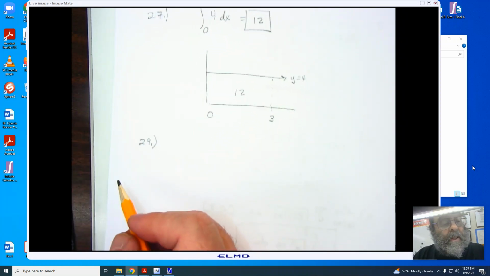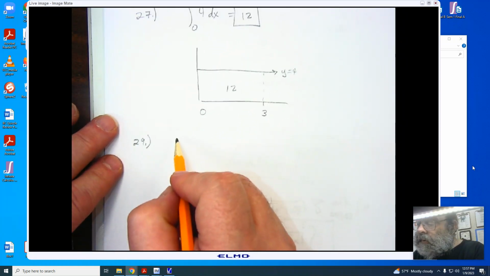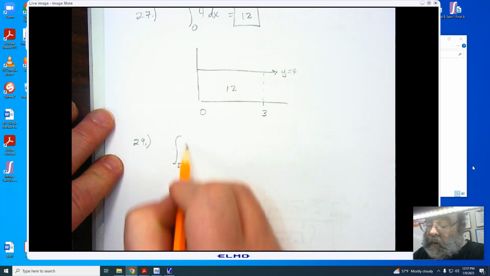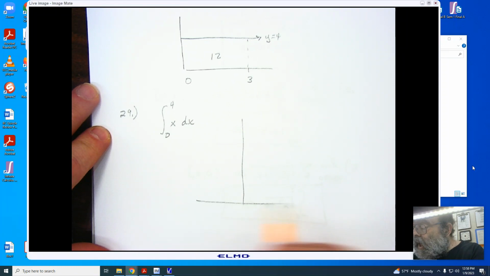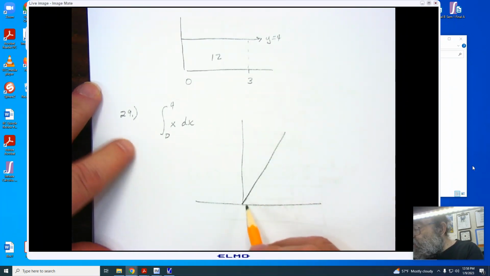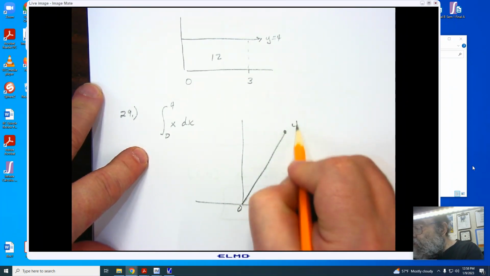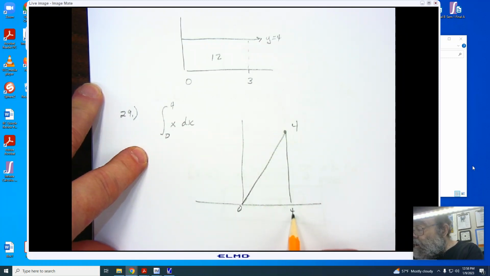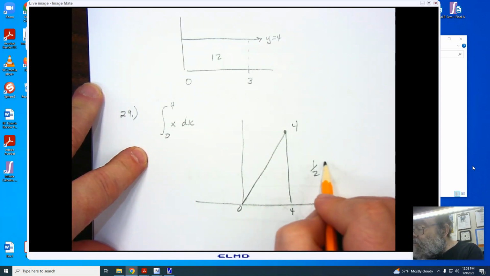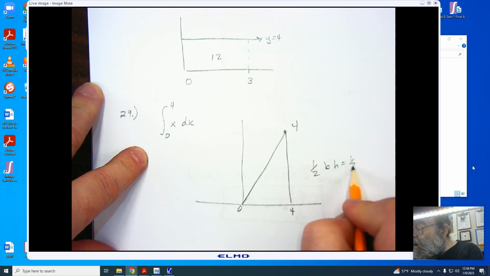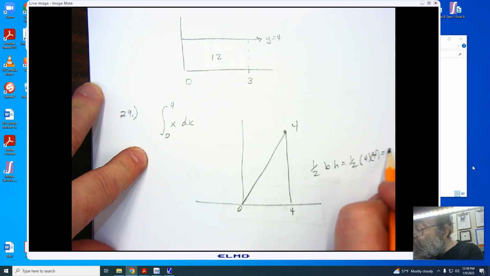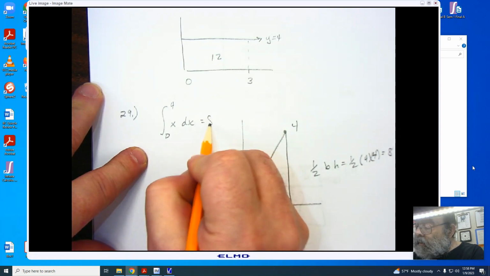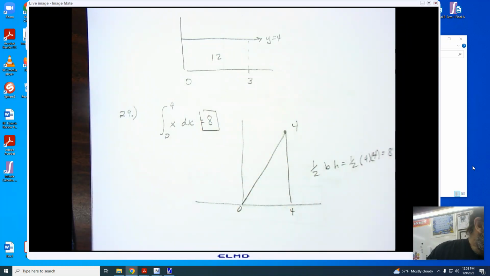29. Again, we're doing the odds now. So I have the integration from 0 to 4 of x dx, drawing my line from 0 to 4. I have 1/2 base times height, and that's giving me 1/2 times 4 times 4, and my answer has to be 8. So 29 is now 8.